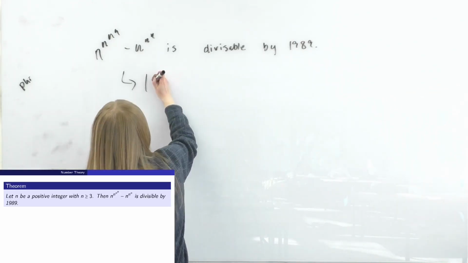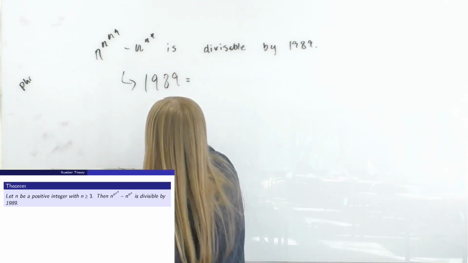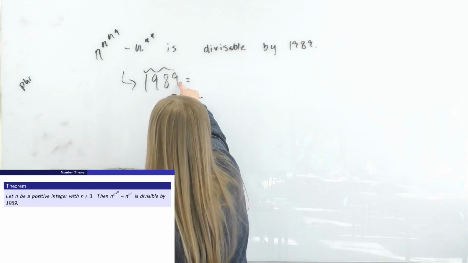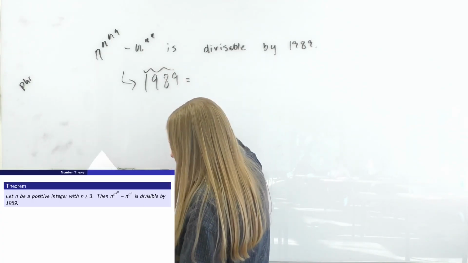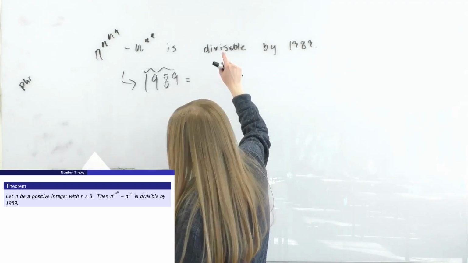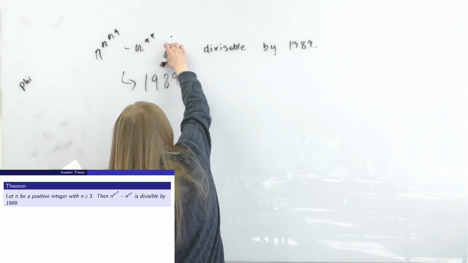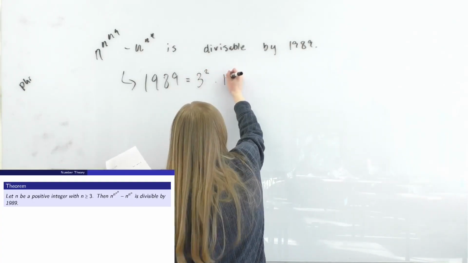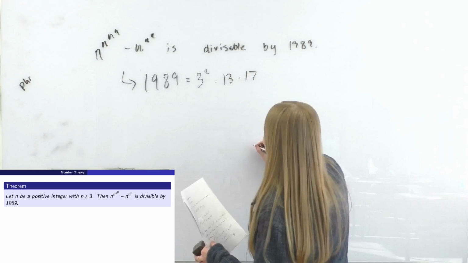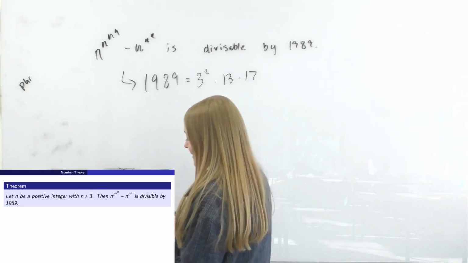All right, we have 1989, this comes back to Taylor Swift. There's been kind of a theme with the Euler tour this morning. But anyway, 1989 is equal to, this is not a hat of any variety, so don't confuse that, 3 squared times 13 times 17. Do we see why we've been doing what we've been doing?